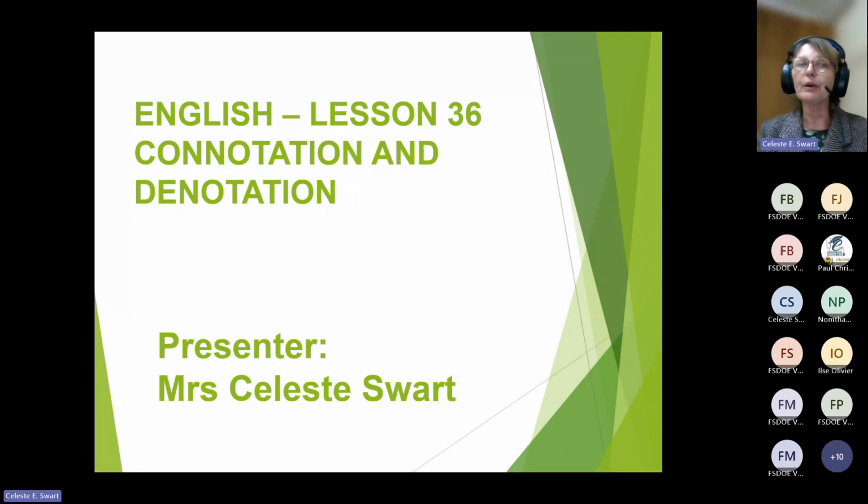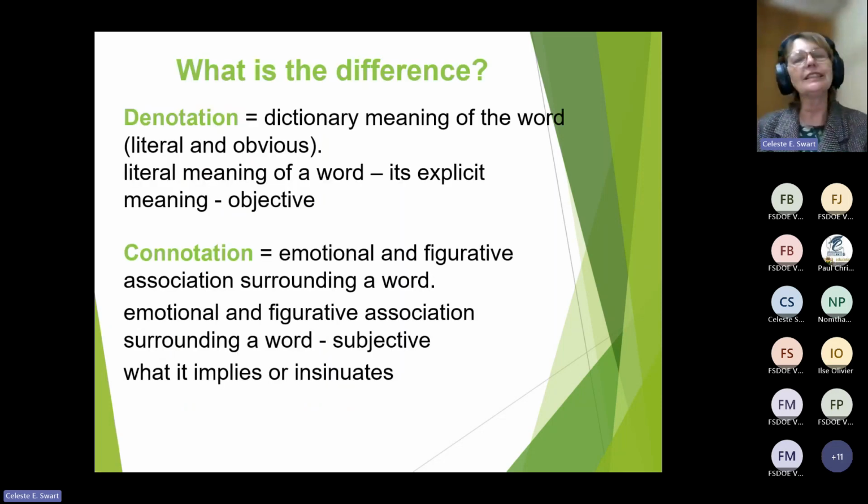You'll remember we've done literal and figurative language as well. And in that we found out literal is exactly what the words say and figurative has a different meaning. Now, those two link up with our connotation and denotation. So what's the difference? Very simply, denotation is the dictionary meaning of the word. It's the literal meaning. It's the obvious meaning.